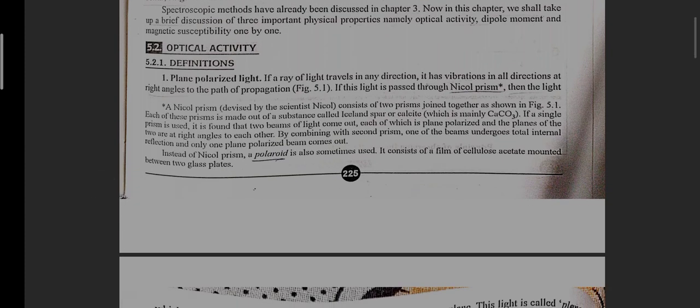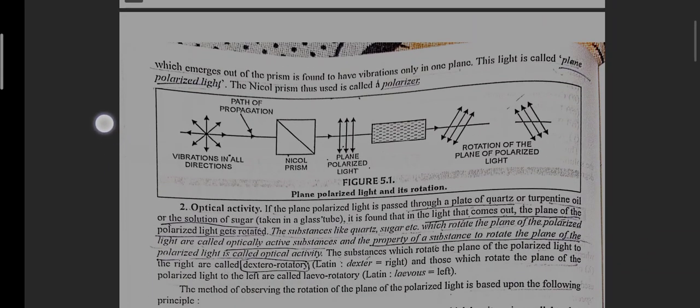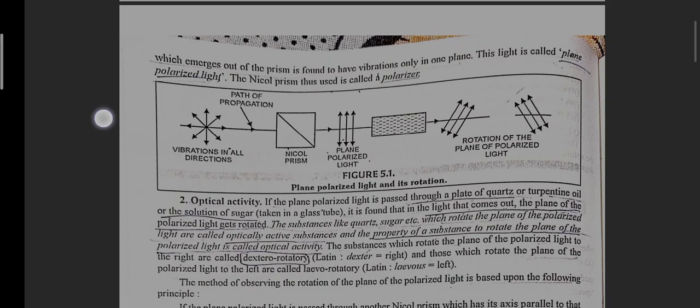Definitions. Plane polarized light. If a ray of light travels in any direction, it has vibrations in all directions at right angle to the path of propagation. If the light is passed through a nicol prism, then the light which emerges out of the prism is found to have vibrations only in one plane. This light is called plane polarized light. The nicol prism thus used is called a polarizer.